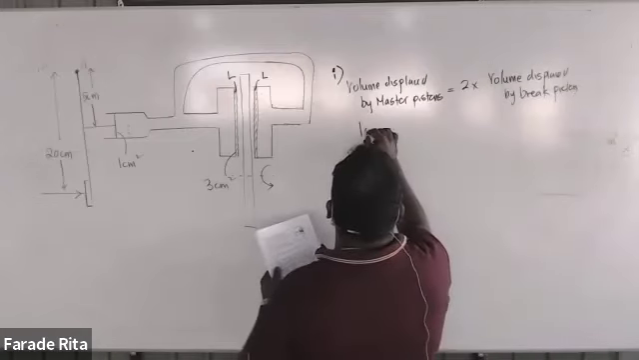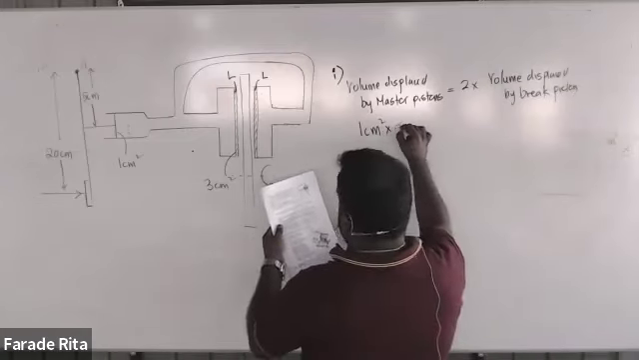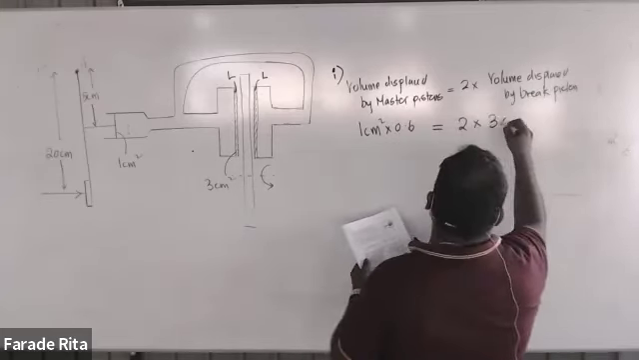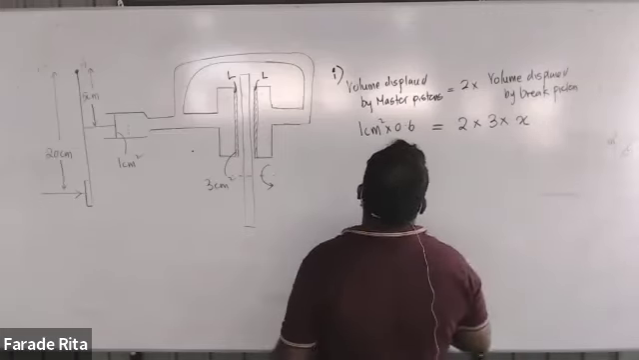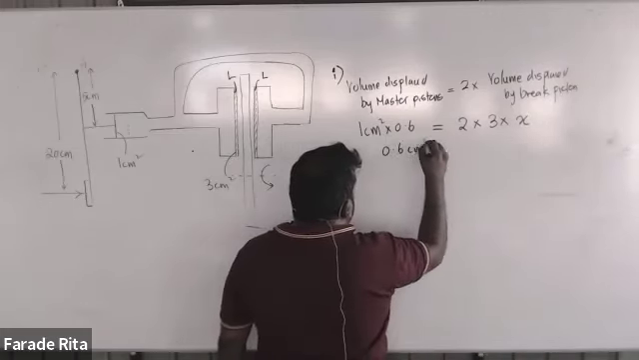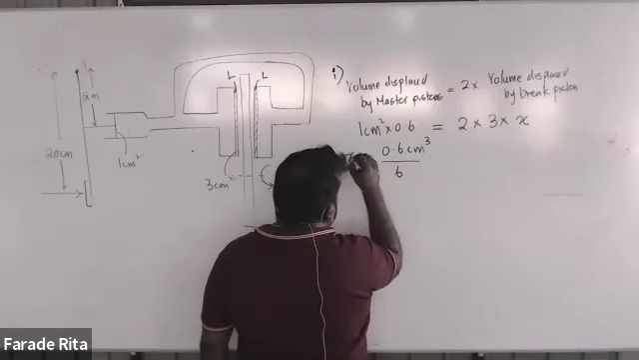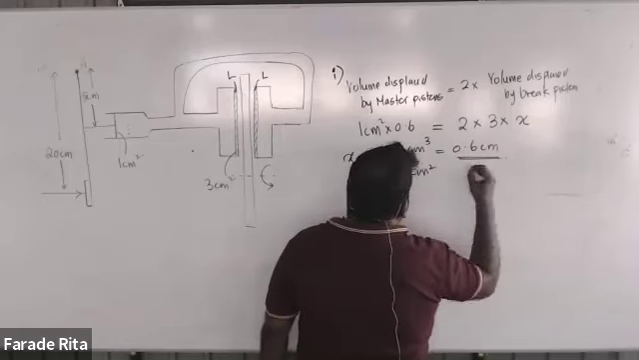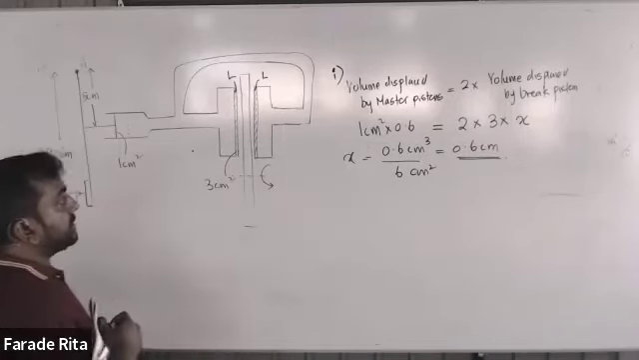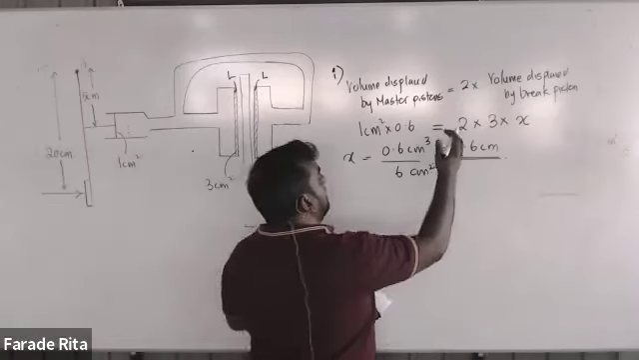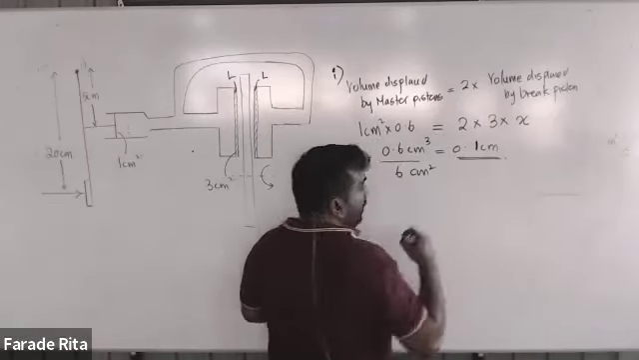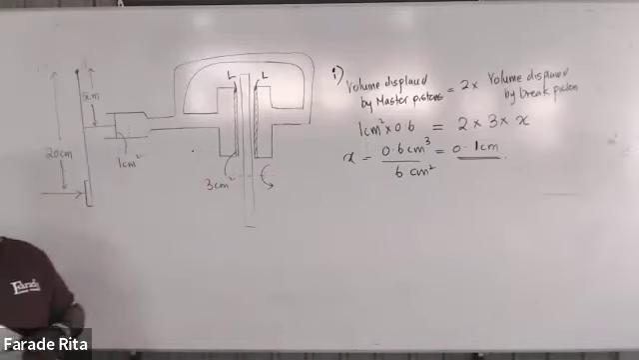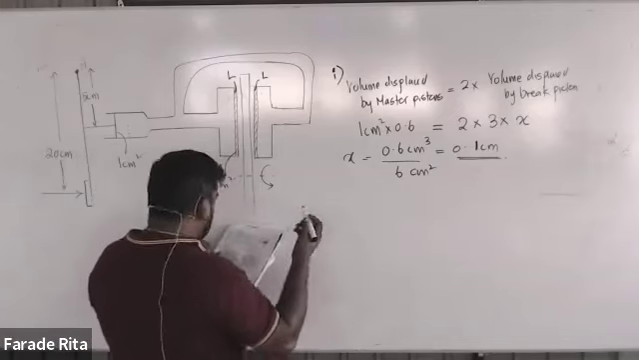Area is 1 centimeter squared, displaced distance 0.6. Area is 3 centimeter squared, distance x. 0.6 centimeter cube divided by 6 centimeter square. Your answer is 0.1 centimeter. Each brake pad will move 0.1 centimeter. How many of you got this answer? Right. Okay. Others may be careless mistake.